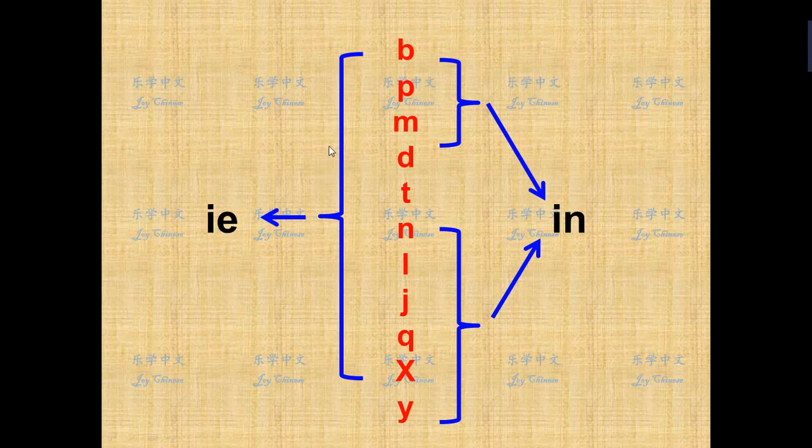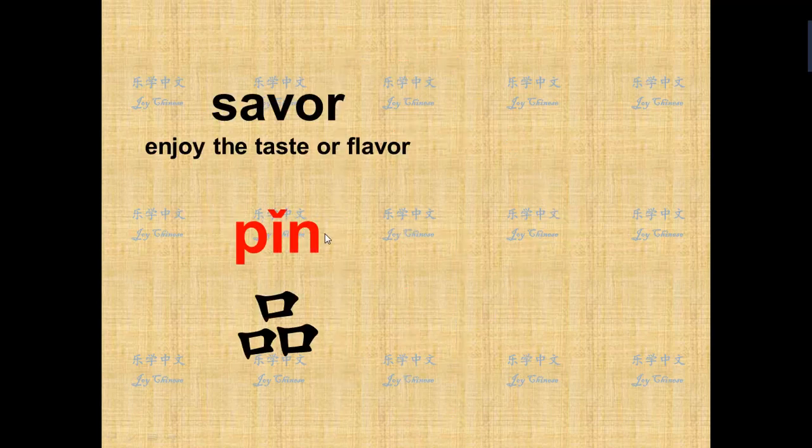For ie, it can be combined with b, p, mo, de, te, ne, le, ji, qi, and c. Pay attention until here. And for in, it can be combined with b, p, mo, ne, le, ji, qi, xi, yi. I select several commonly used characters in the daily language for you to learn in this video.